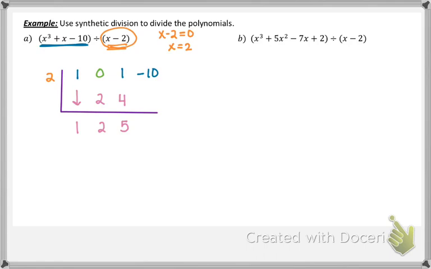Any number you bring down, you always multiply to the outside number. 5 times 2 is 10. And then we add it to the next column. 10 plus negative 10 is 0. And this last number is our remainder. Okay, so if your last number is your remainder, then we move backwards. This is my constant. This is the coefficient for my x term. And this is my coefficient for the x squared term. So my final answer is 1x squared plus 2x plus 5. And then the 0 is my remainder.